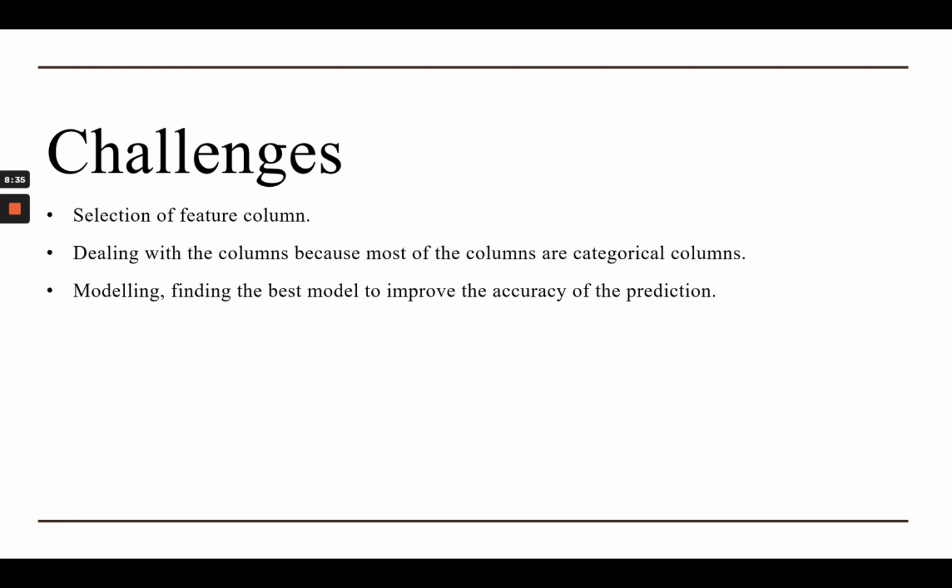And then, challenges. As I said before, I faced a challenge in finding the feature column, which was the correct one, between the risk and violations columns. Eventually I got to know the violations column is the one because of the highest accuracy, and we can predict easily using the data. Dealing with the columns was also a bit difficult, since almost every column is categorical, as was modeling and finding the best model to improve the accuracy of the prediction.